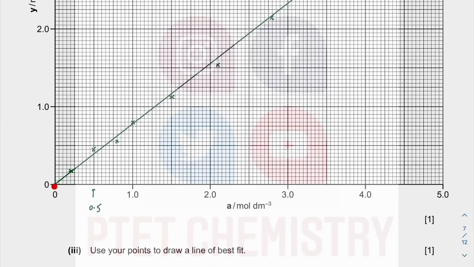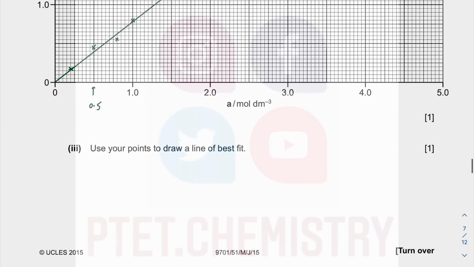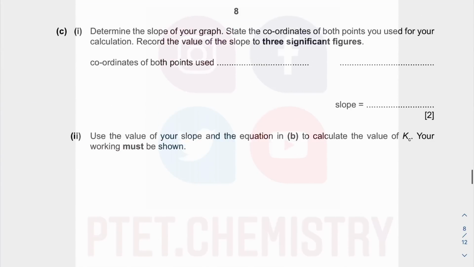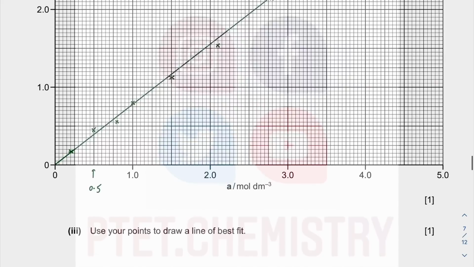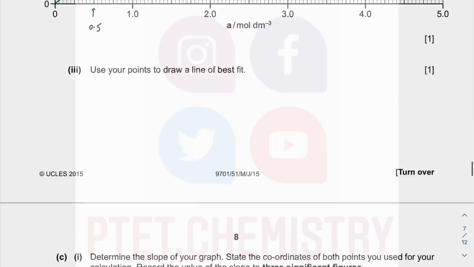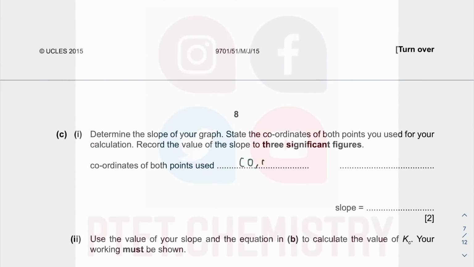But we don't put a cross there because it's not a point on the table. So draw a line of best fit, which I just did. Determine the slope of your gradient. If we go back to our graph, it's not necessarily a point from the table, but it's a point where the line passes through. Our line passes through 0, 0, so that can be my one coordinate.